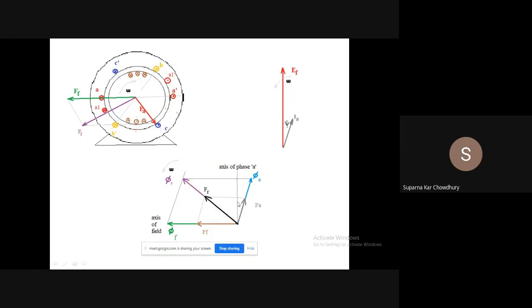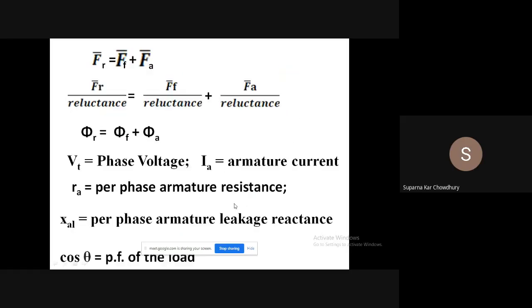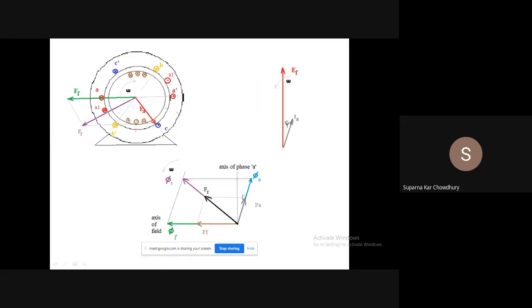Now if we combine these two, we can put it like this: Ff will induce Ef lagging it by 90 degrees. So this will be the Ef position, and Ia is lagging by psi, and so Fa is along that direction, because Fa is created by Ia.